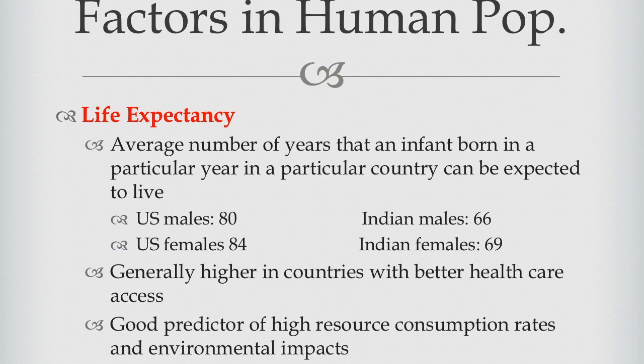Life expectancy is another thing that we need to take into consideration. In the United States, as of last year, males live to approximately 80 and females to 84. Women, we always live longer. Always. In India, males are living to 66 and females are living to 69. What is the difference between the United States and India? Healthcare is the big one. Access to adequate nutrition is up there. Working conditions are huge as well.